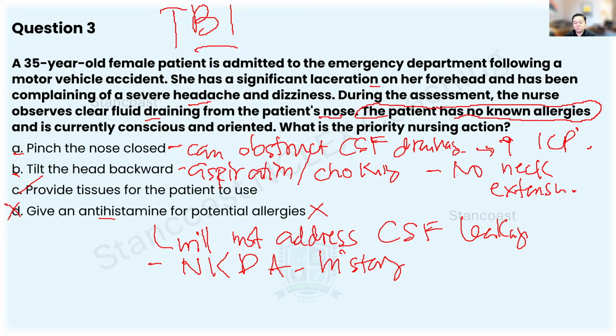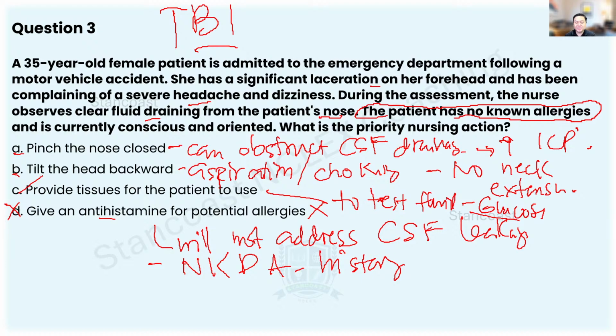The reason for that is because we want to identify what the fluid is. We need to get that sample to test for glucose. Okay? We're going to do that to test the CSF, to test fluid for glucose. And we know that CSF is rich in glucose. So that is the reason why we're going to give them tissues.